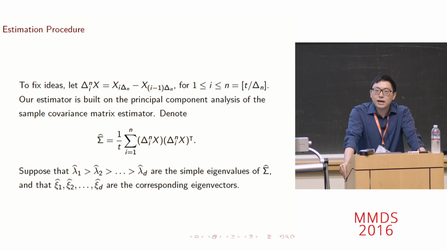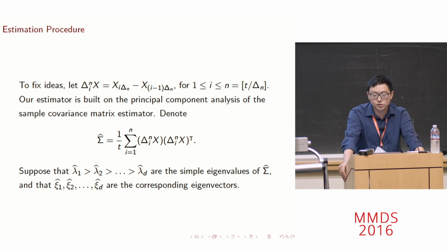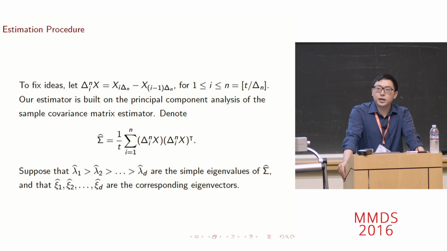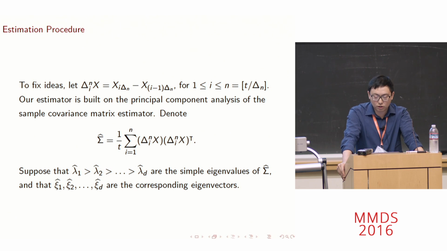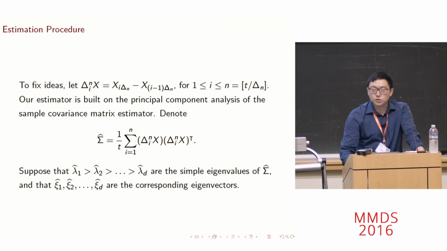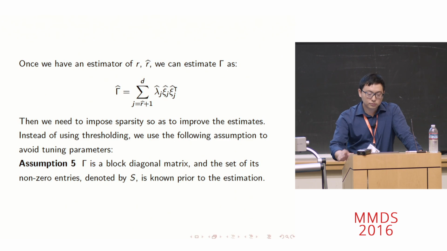Now that the identification is clear, we can talk about estimation. The estimation is very similar to the classical long-span time series. We define the returns, which is delta_i X, the intraday returns. The sample covariance matrix is the usual one, except that we don't need to worry about the mean, because the mean is of a smaller order. And we can estimate the eigenvalues and eigenvectors corresponding to the covariance matrix.